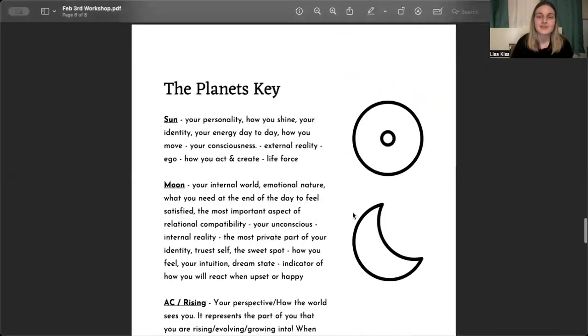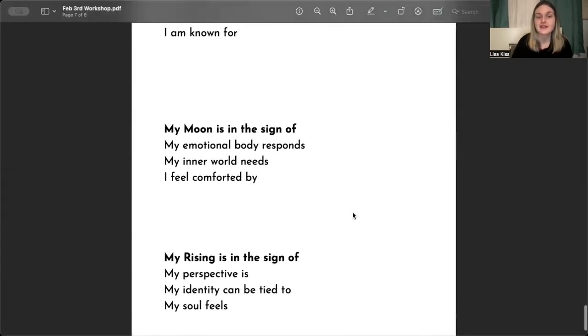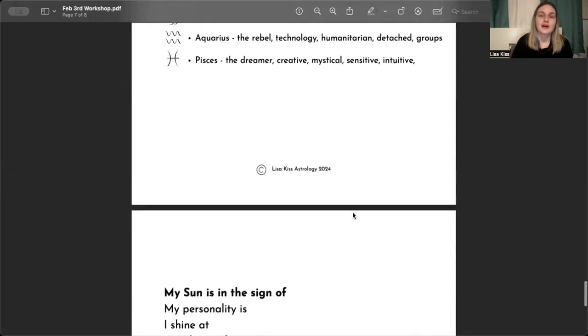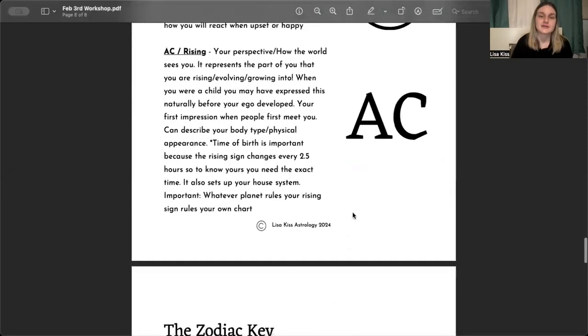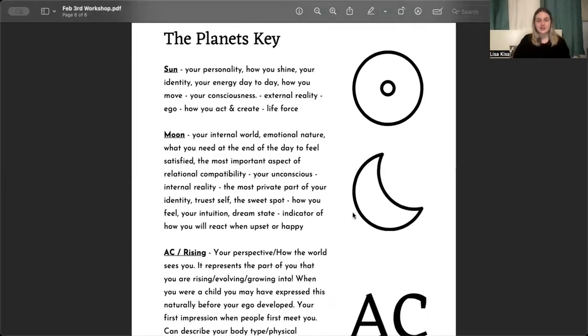So I have two things on here. I have a planets key, and I have a zodiac key, and then I have sentence starters for you. I kind of say it's like a fill-in-the-blank little thing, where essentially we're breaking down the astrological language into English so that you can better understand your placements.